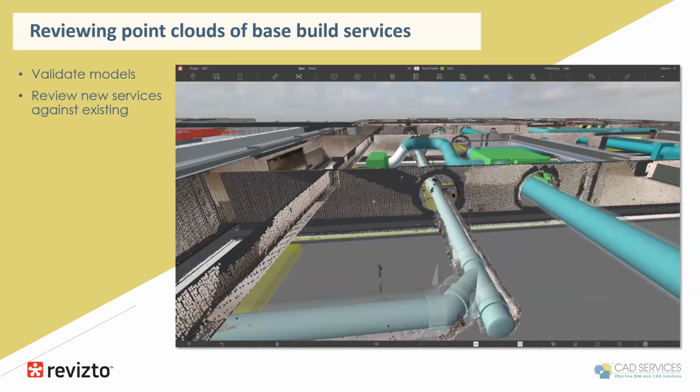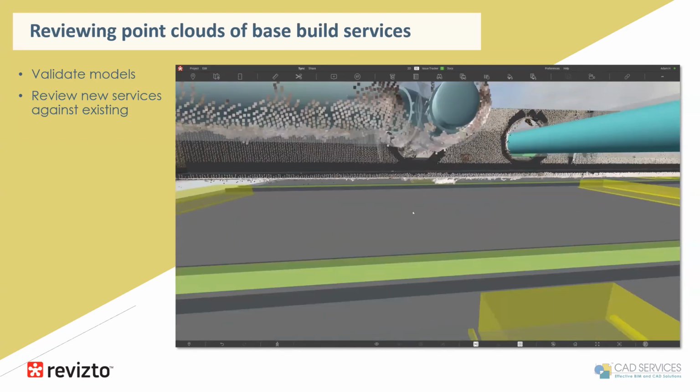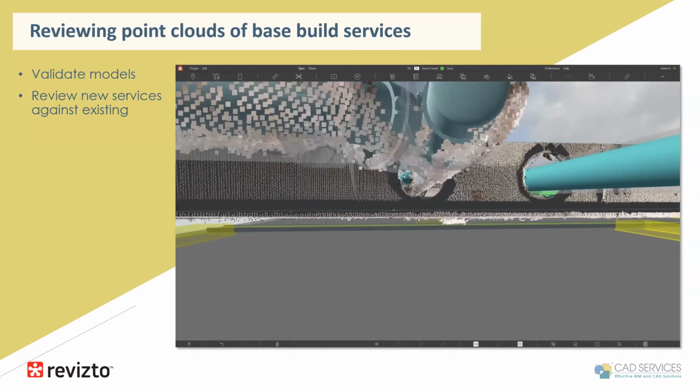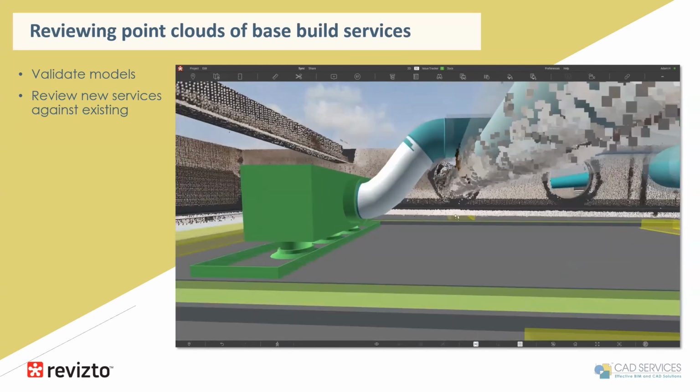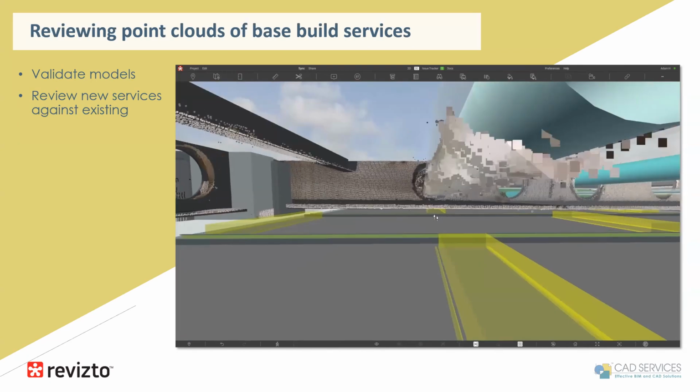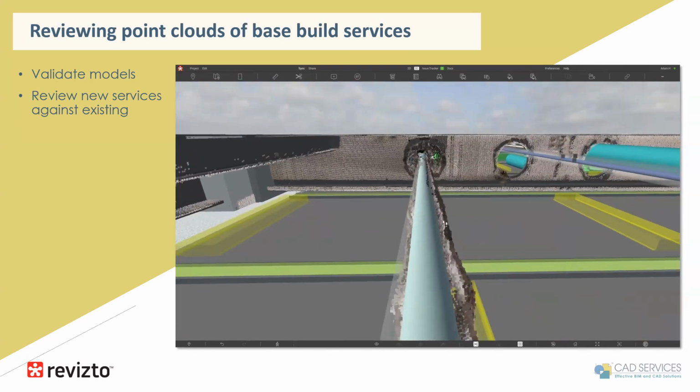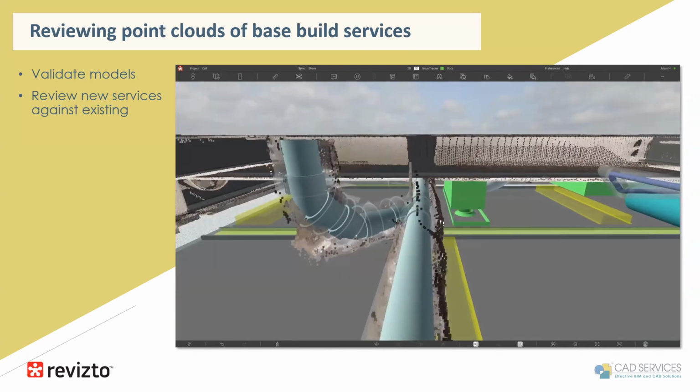If the base build models are incorrect anywhere, we will update the existing services and then use Revizto again to check everything ties up. If we do not have access to base build information, then typically we will model it from the point cloud survey and then use Revizto to validate the geometry.